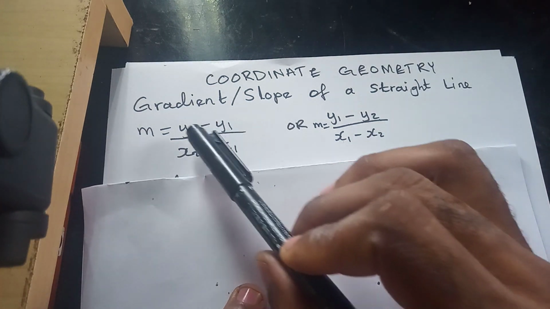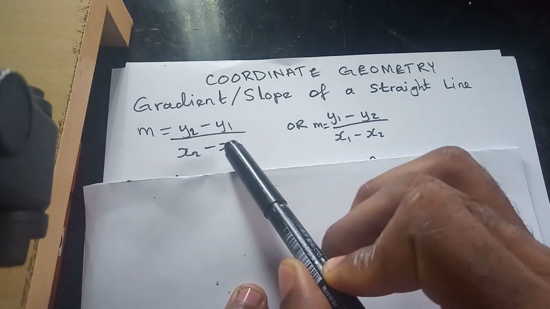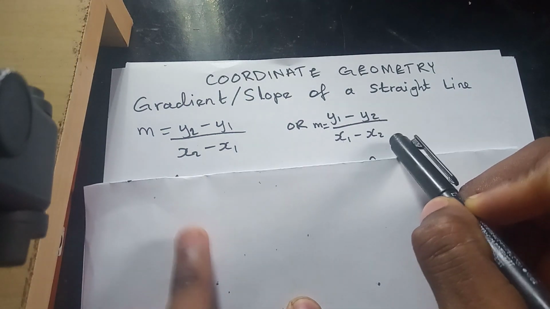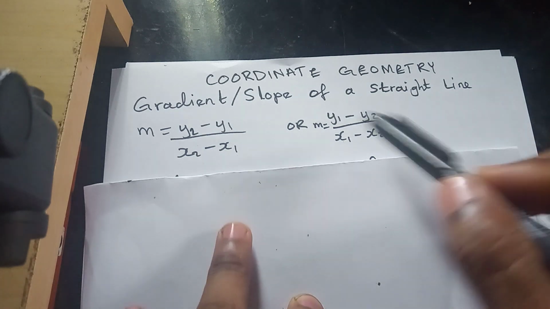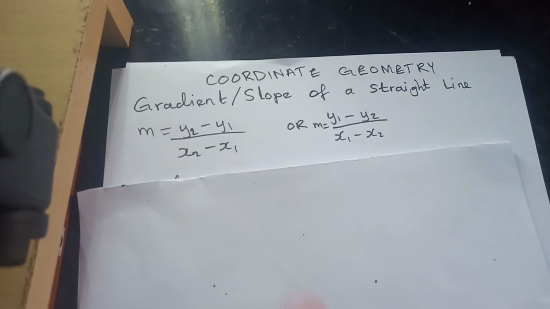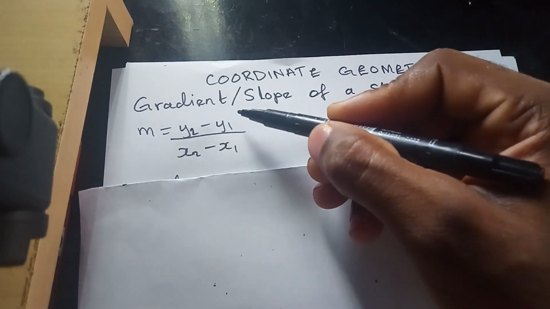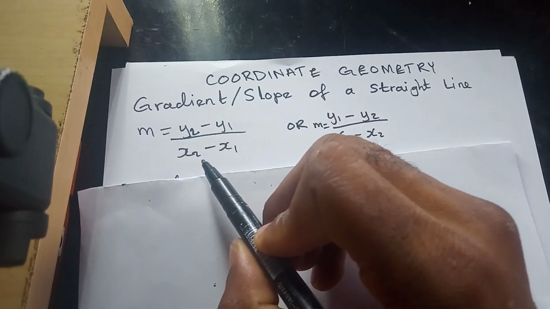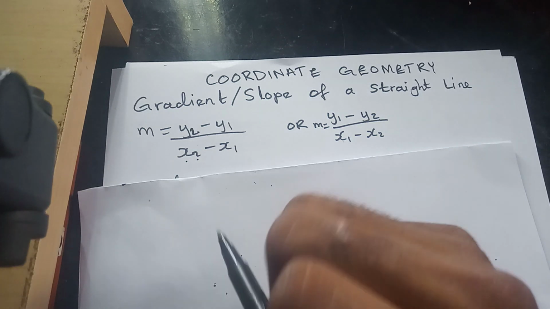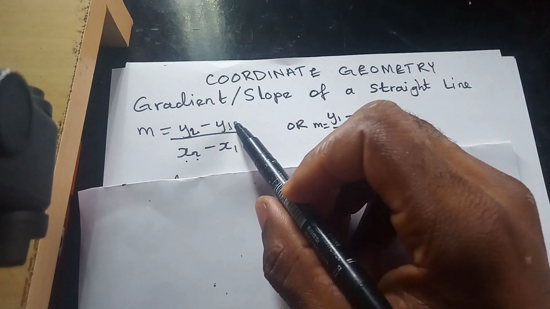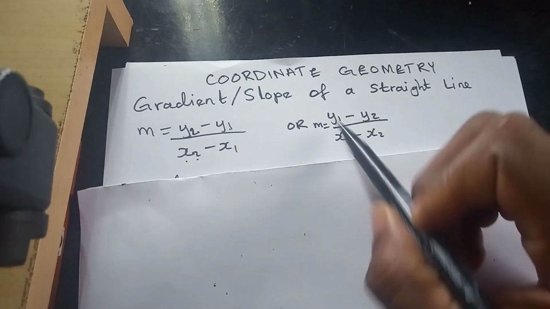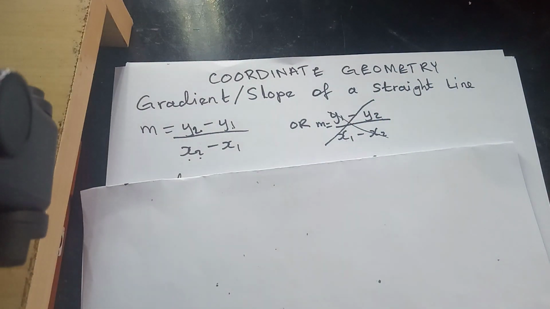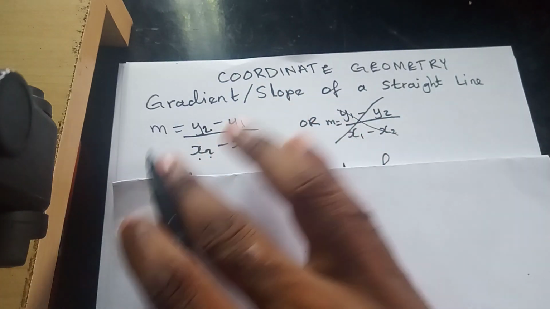You can either say y2 minus y1 over x2 minus x1, or y1 minus y2 over x1 minus x2. Whether you choose to use this or this, your answer will still be the same. Just make sure that if you start with y2 on top, you should have an x2 on the denominator. If you have a y1 on the numerator, you do the same. So I rarely use this one, but you can use it if you want. This is what I mostly use.